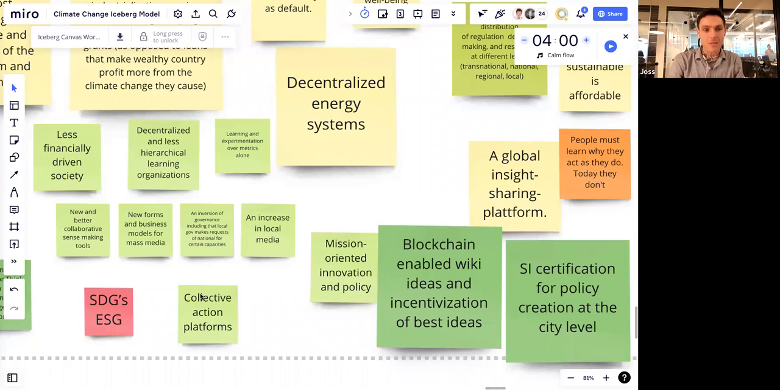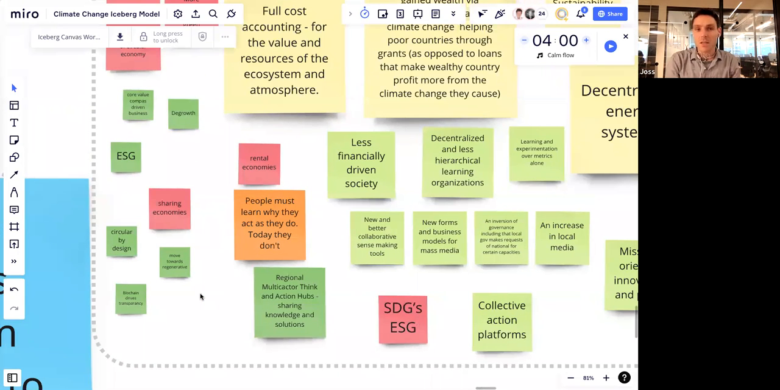Yep. Less financial-driven society, learning and experimentation over metrics alone, decentralized and less hierarchical learning organizations. Yeah, this is going to be an important part of responding effectively to climate change: our institutions and their capacity to adapt and learn and make sense of this new world, and adapt to the big changes that are coming about. Sharing economy, degrowth, core value, compass-driven business, circular by design, move towards regeneration, blockchain-driven transparency.